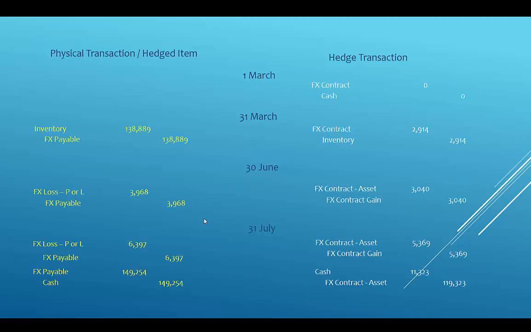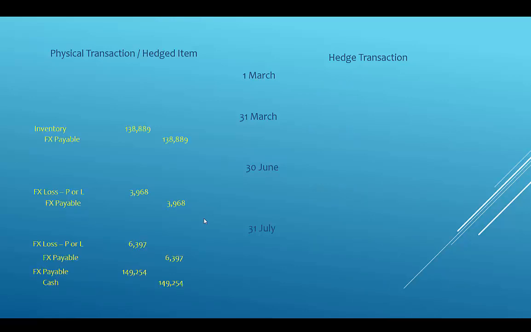Now, I've already talked about the physical transaction before, and so I'm not going to go into much detail here. Suffice to say that you have the inventory being purchased on the 31st of March. The foreign currency payable is adjusted to fair value, current value, on the 30th of June, and on the 31st of July there's a settlement, and you recognise the remainder of the foreign currency loss on this date too. My primary concern here is accounting for the hedge transaction.